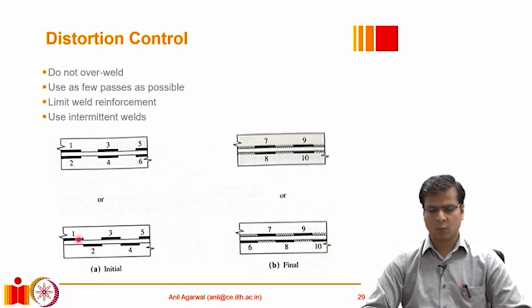Alternatively, instead of going 1, 2 right back to back, we can also go in a staggered fashion. That is also acceptable, and that is also very effective in controlling the distortions.